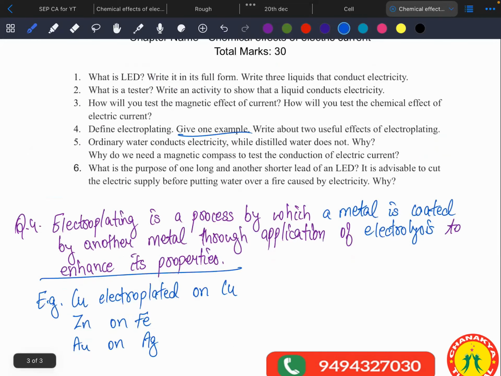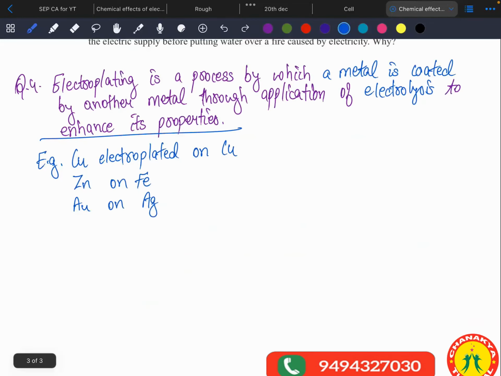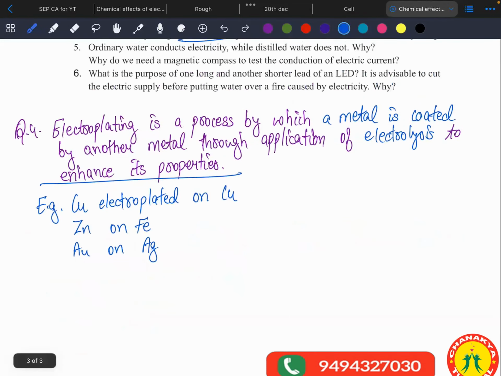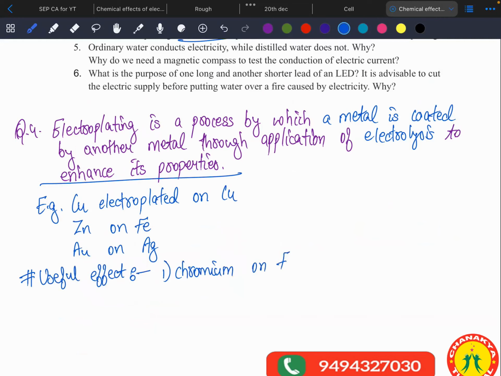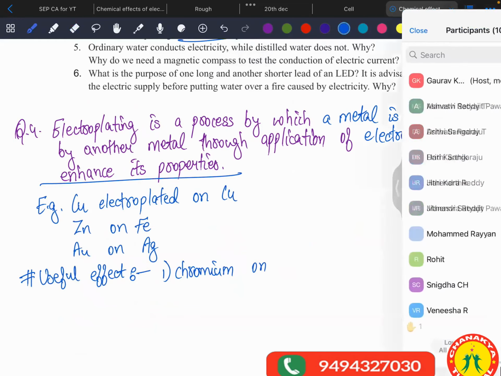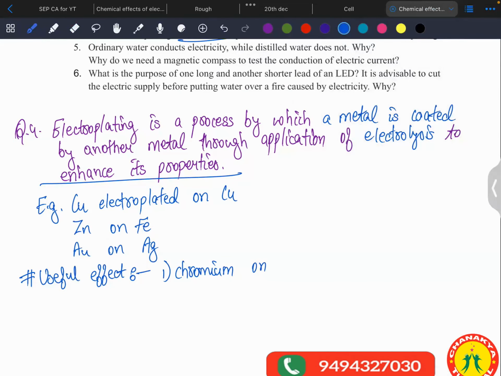Now write about two useful effects of electroplating. So Ashwath, can you tell? Sir, chromium is electroplated on iron to prevent it from corrosion. Another useful effect is it can provide luster to an object. Chromium on iron. Okay, anyone else? Is that considered a useful effect? Yes, it is a useful effect.